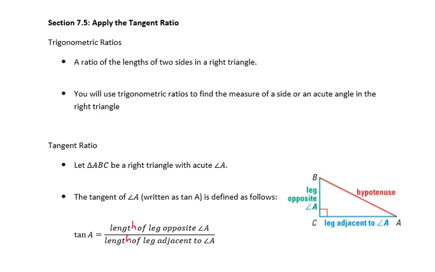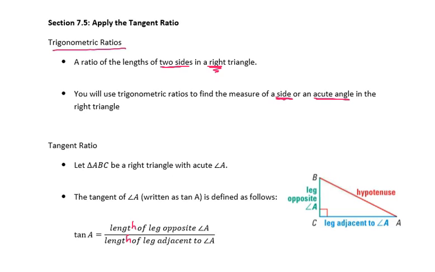This is section 7.5, applying the tangent ratio. So we are going to talk about three ratios, but only one today, called tangent. Those ratios are called trigonometric ratios. All that means is it's a ratio of two sides in a right triangle. So they only work for right triangles. You use trig ratios to find the measurement of a side or an acute angle in a right triangle. Today we'll just be worrying about sides and working with the trig ratios.